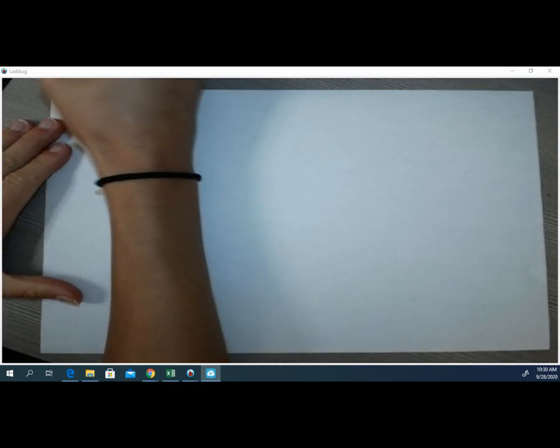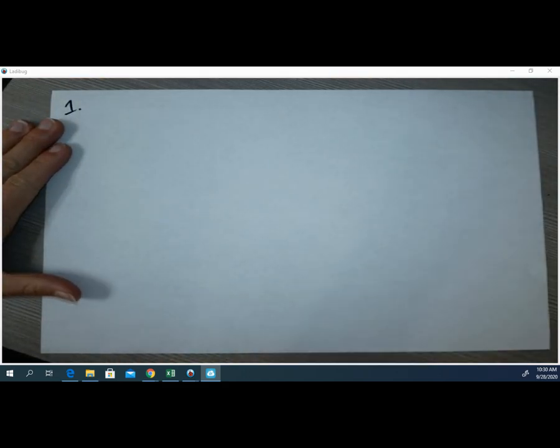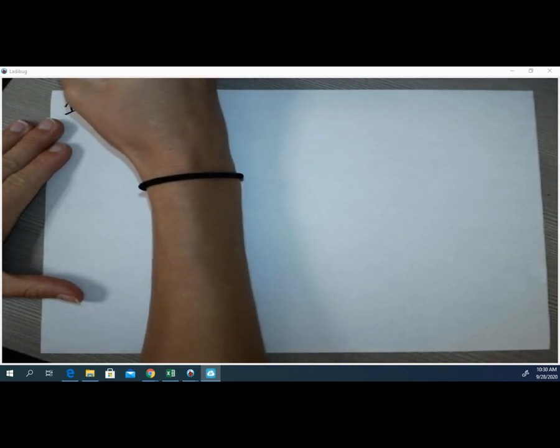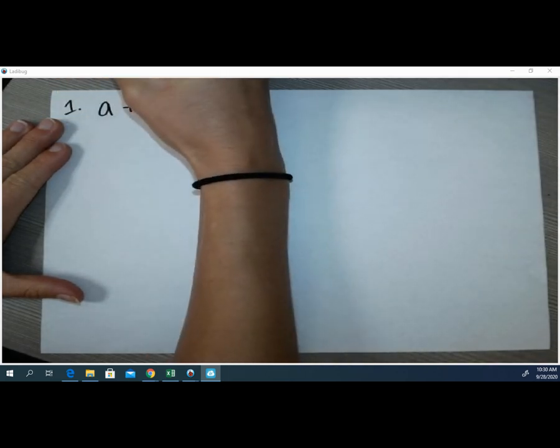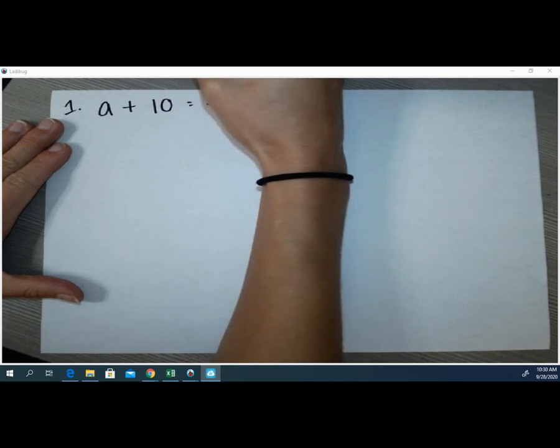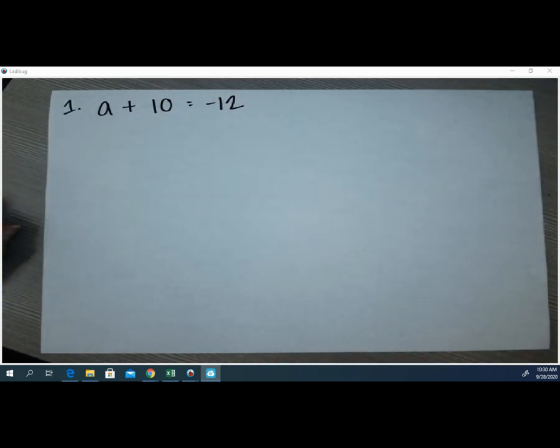We are now going to go over some examples of one-step equations. As we do this, I want you to pause the video and try these practice problems to see if you can do them on your own. So, the first question that we have for the day, and I'm going to change these variables, is a plus 10 is equal to negative 12, okay?